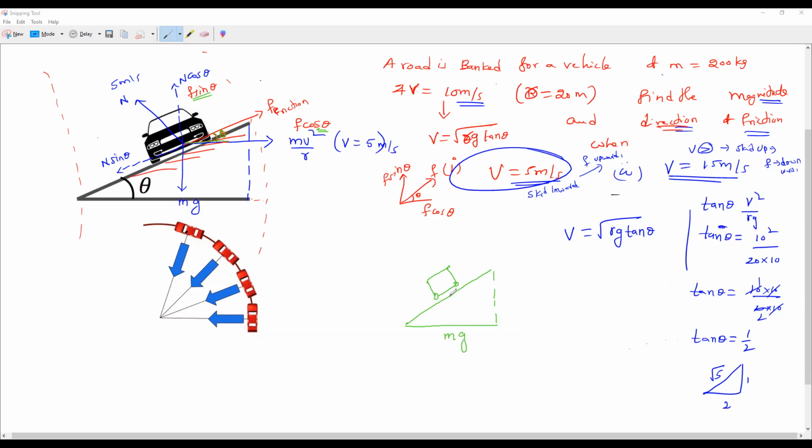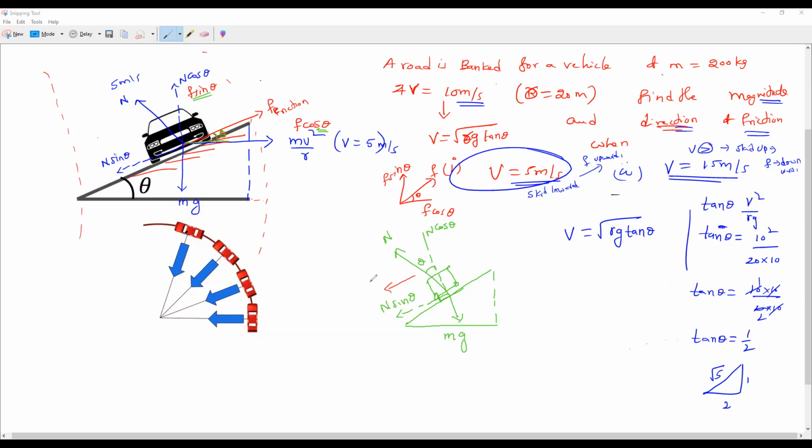Now you can notice it. The weight of the body is acting in the downward direction. From this point, normal is acting. If I draw the angle theta here, then this will become n cos theta, and from this point, this will become n sin theta.